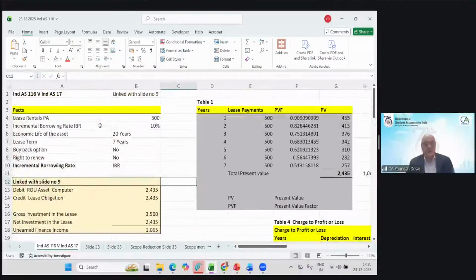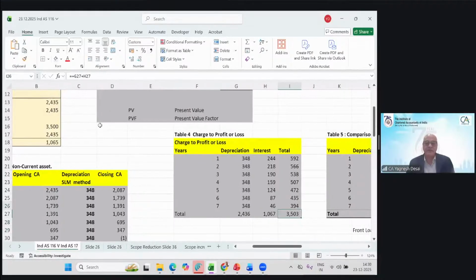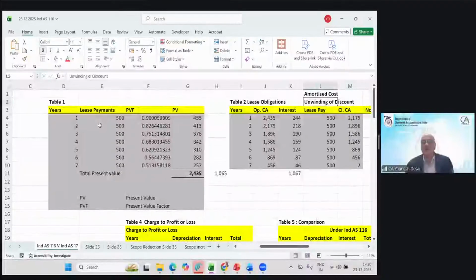My dear friend, so under this scheme, under the new 116, the expenses which the lessee can and should recognize in the income statement are as under. A, depreciation on the ROU asset, B, interest on lease obligation. Technically, this is known as unwinding of discount. Unwinding of discount always, by default, produces interest cost, otherwise called finance cost.